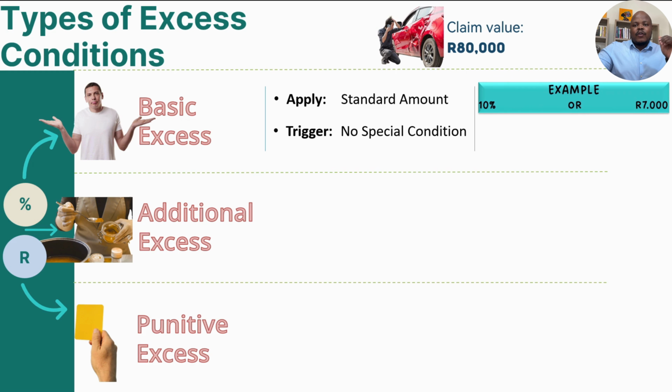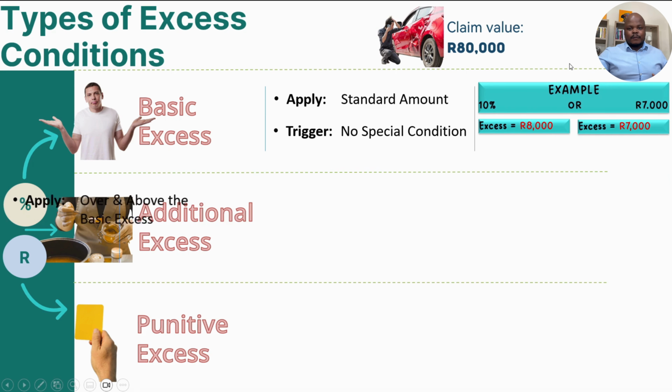Therefore, it means if your excess from the percentage side of things is 10%, or it's 7,000 rand fixed from the fixed side, depending on which excess value you have. I'll just make an example of both, but still under basic excess. This means your excess will be 7,000 rand. Simple and straightforward, just like that. Or if it's 10%, this means that your excess will be 8,000 rand, because it will be 10% of the loss. That makes it 8,000 rand. That's exactly what basic excess means.